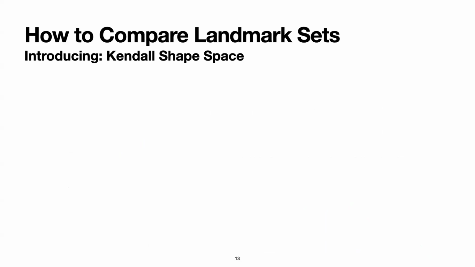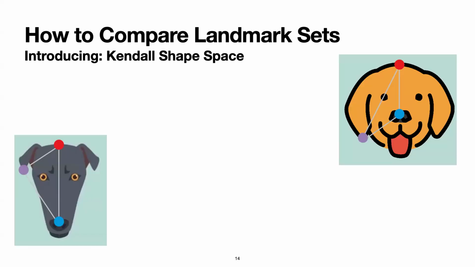So, another important point, how do we compare landmark sets? Let's say we have this dog and that dog. They clearly have very, very different anatomies, and we want to be able to quantify the difference between their anatomies. How do we do this?